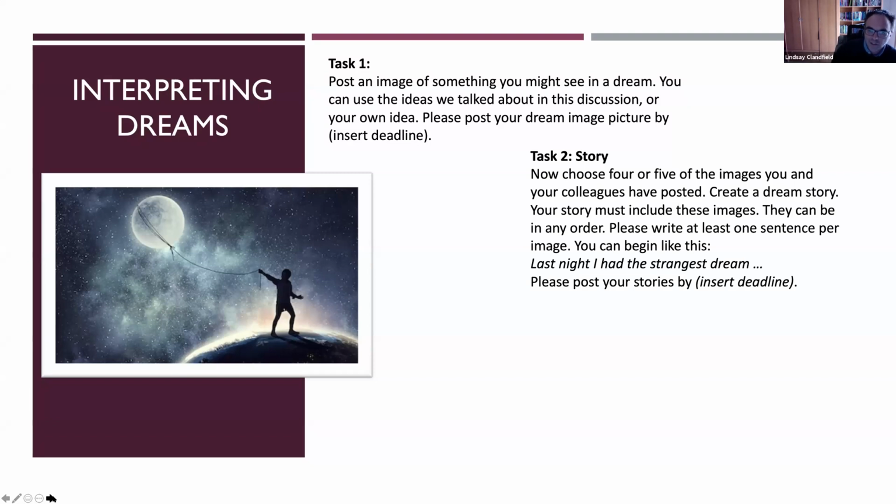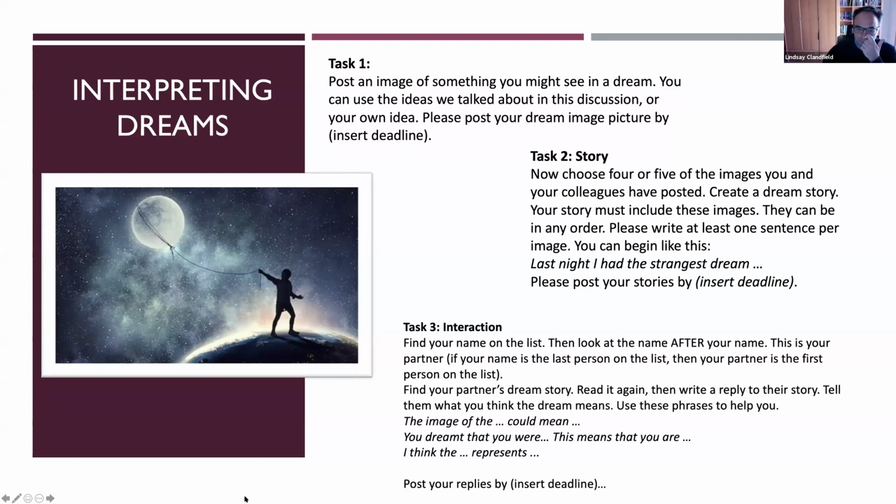And they write 1 sentence per image. So they can begin like, last night I had the strangest dream, and then they say, I saw this, this happened, etc. They post their stories. The interaction part is next. I put the list of all the students' names. They look for the name after their name. This is their partner. If they're the last person on the list, then their partner is the first person on the list. They need to find their partner's dream story.